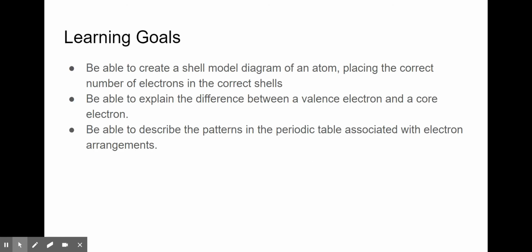So the learning goals for this: you're going to be able to create a shell model diagram of an atom, placing the correct number of electrons in the correct shell. So whether you have a valence shell or a core shell, you'll be able to explain the difference between a valence electron and a core electron. You'll be able to describe the patterns in the periodic table associated with electron arrangement. So here we're going to take a Sharpie, and on that periodic table that you had colored, we are going to add numbers to our periodic table, just to be one of the most helpful things there is.